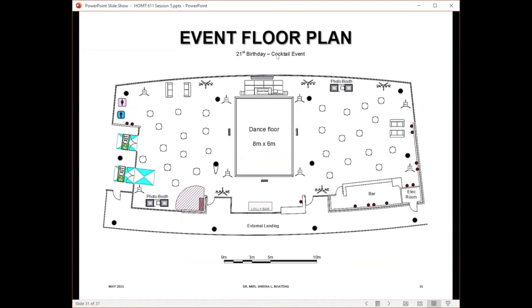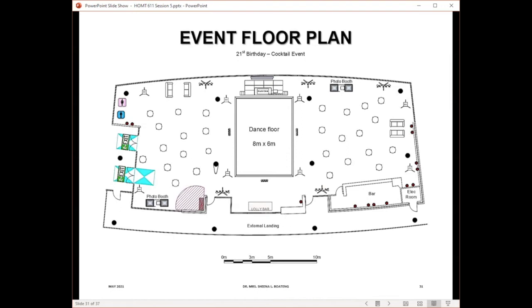So you can see that this big rectangle in the middle of the room represents what? The dance floor. The dance floor. So this is a floor plan for somebody's birthday party. Okay. And you can see that this place is the bar, isn't it? Good. Then there's another bar. So there's a lolly bar and then the actual bar. So the actual bar perhaps is where the alcohol will be. And the lolly bar, maybe it's a different kind of bar. I've never heard of a lolly bar before.